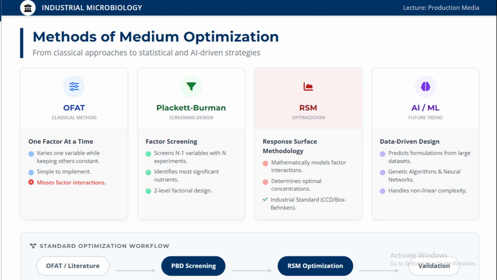These methods allow simultaneous study of multiple variables and help identify both the most significant factors and their optimum levels. Statistical optimization saves time, reduces experimental workload, and provides more reliable results. Today, computer-based modeling, machine learning, and metabolic network analysis are also being used to support media optimization. So, media optimization has evolved from trial and error to a more scientific, data-driven, and predictive discipline.